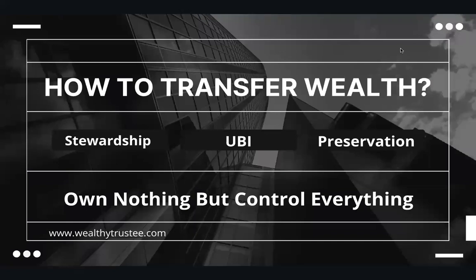But you have to have these provisions in place, and you have to be properly structured in order for you to be able to take advantage of this.